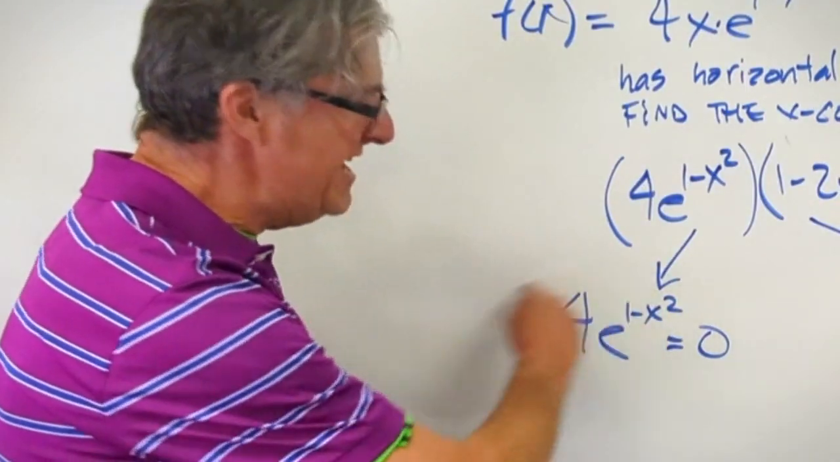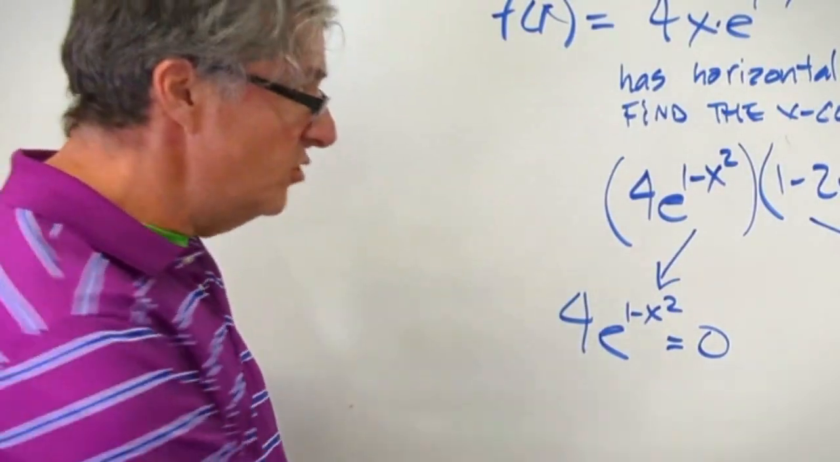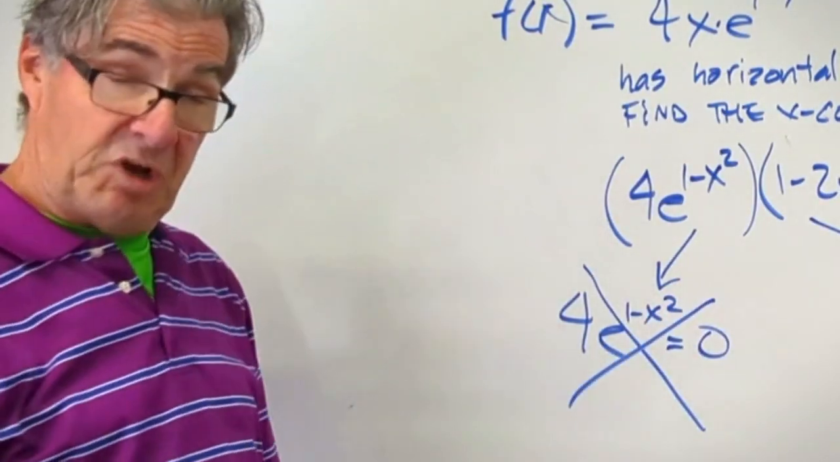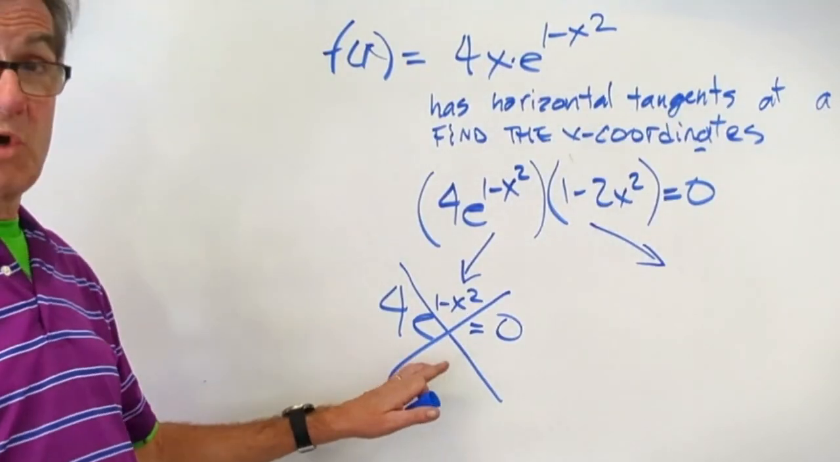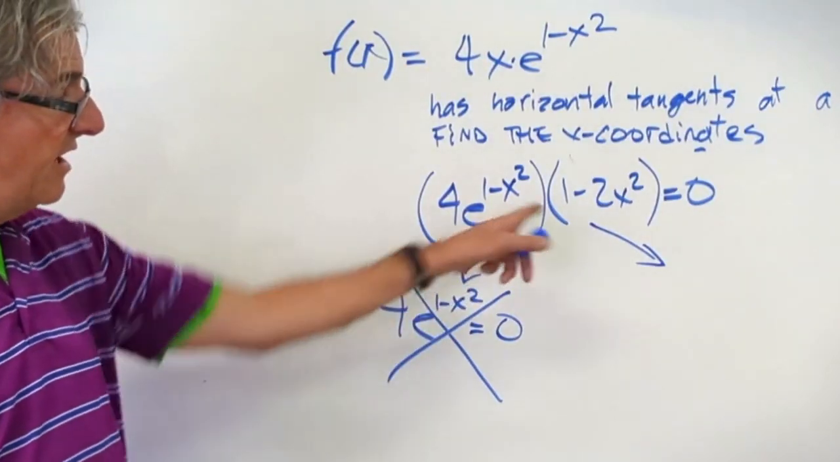There's no way that that can be 0. So there's no solution here. Okay? Well, that took care of what could have been a complicated problem. Now let's check this out.